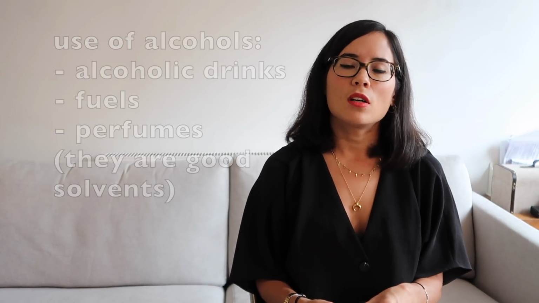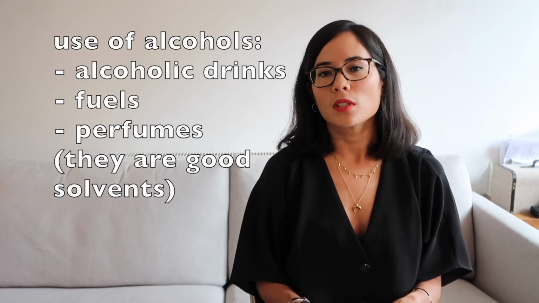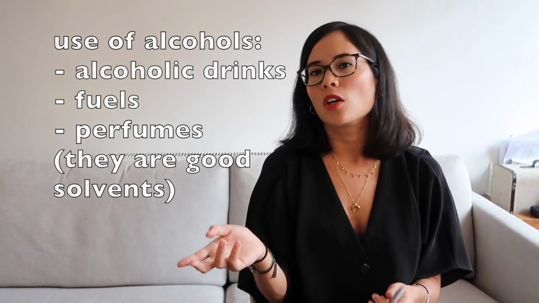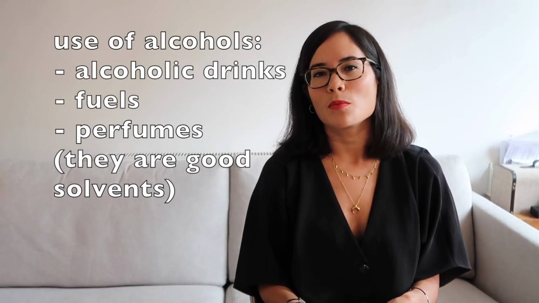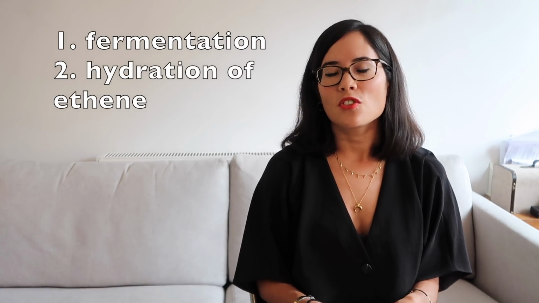Some uses of alcohol, aside from use in alcoholic drinks, they can also be used as good fuels and in perfumes, and sometimes you'll see on your perfume bottle it might say alcohol free, because many actual perfumes do contain alcohol. Looking now at the production of alcohol, we need to know the 2 main ways, which is fermentation and hydration of ethene. So we need to compare both of these methods for making alcohol.